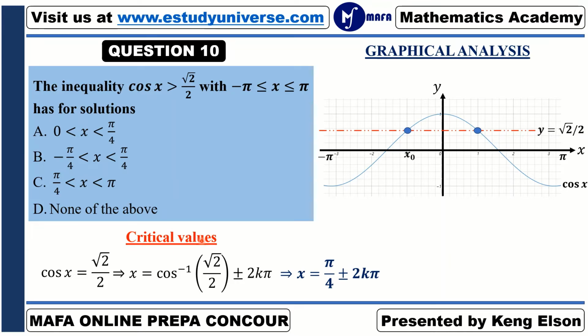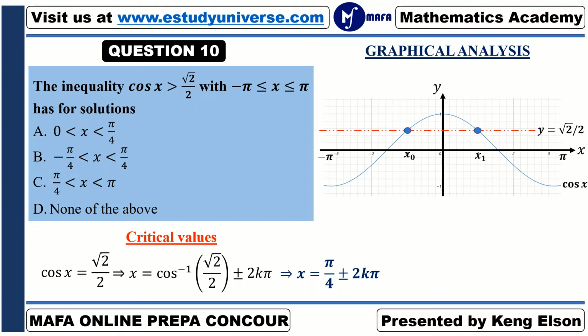Okay, so we can call the first one x0 and the second one x1. Now what do we need? The inequality we are solving is cos x greater than root 2 divided by 2.